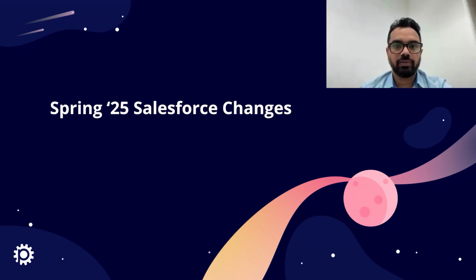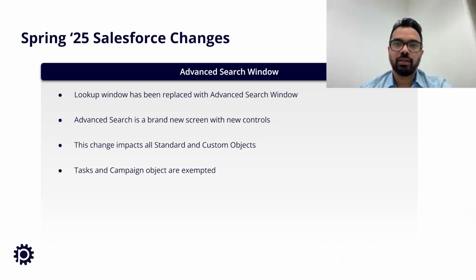I'll be covering Spring 25 Salesforce release changes as the first section of the slides. Moving on to the very first one, the advanced search window. This is one of the biggest changes coming in Spring 25, where all the lookup windows are now replaced with the advanced search window. This is huge in terms of impact: it affects all the standard and custom objects, and we know lookup is very commonly used across all the objects. So it is a significant one, and it is not just a simple UI change. It is a brand new screen that is now replacing the lookup screen.